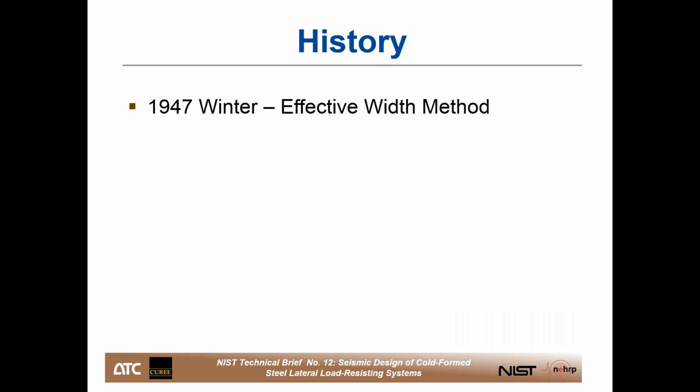So in 1947, Dr. Winter published his work on the effective width method, which is essentially a method of predicting the portions of a section that remain effective after local buckling has occurred. So local buckling in a stud, for example, let's say local buckling of the flange, doesn't mean that the member has failed. There are stress transfer mechanisms in the section that can provide for significant post-buckling strength. The method that Dr. Winter developed actually in its basic form is still used today for predicting the strength and stiffness of cold form steel members.